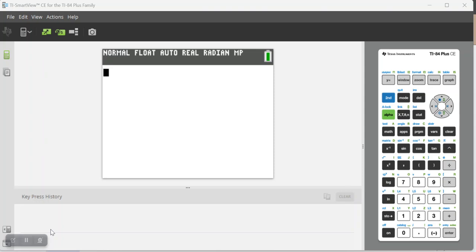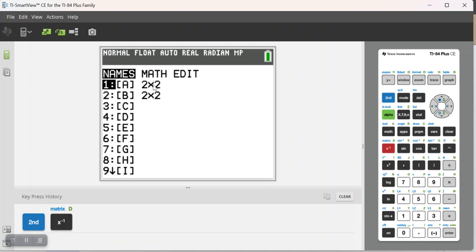In this tutorial, I'm going to show you how to use your graphing calculator to multiply matrices. So if I look at my matrices, I have matrix A, which is 2 by 2, matrix B, which is 2 by 2, and in order to actually get a product here, there's a couple of things you have to understand. The number of columns in the first matrix, in this case A, has to match the number of rows in the second matrix B.